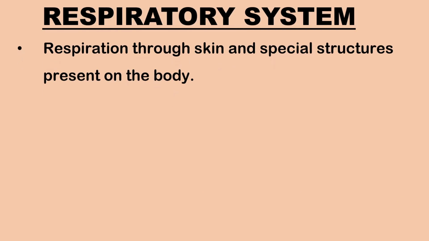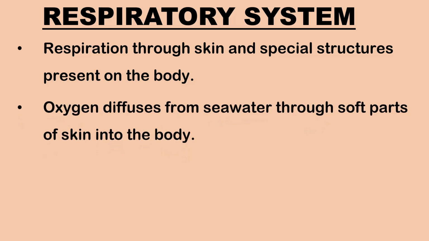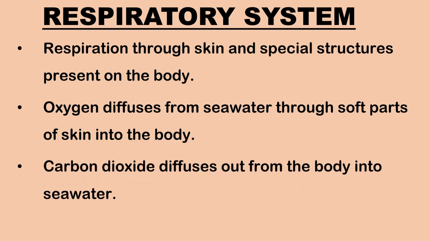Next, we shall learn about the respiratory system of starfish. In starfish, respiration occurs through skin and some special structures present on the body. Oxygen from water diffuses through soft parts of skin into the body of starfish. Carbon dioxide diffuses from the body through the skin into water.